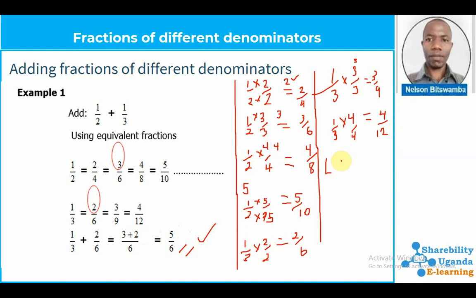We talked about LCM, lowest common multiples. We saw how we can get the lowest common multiples, but this was not in fractions, it was in just numbers. Now here we can get our lowest common multiple.